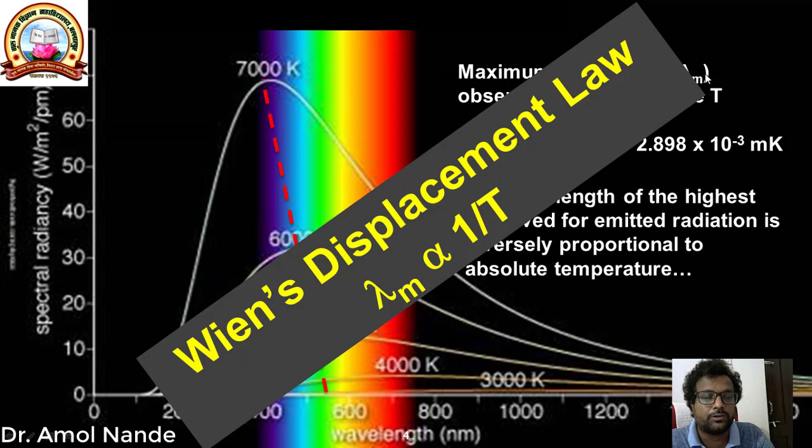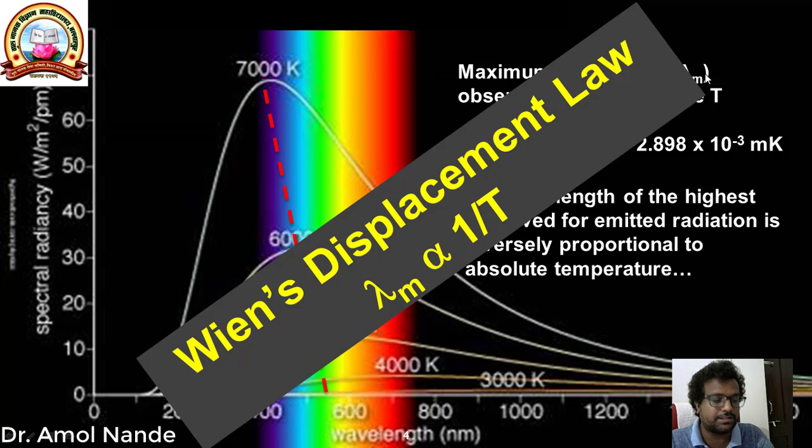So if someone asks you, if you have two stars having temperatures 5000 Kelvin and 7000 Kelvin, then for which one is the maximum wavelength value greater? Your answer must be that it is greater for 5000, not 7000. It is greater for the 5000 Kelvin red-hot star compared to the 7000 Kelvin hotter star.